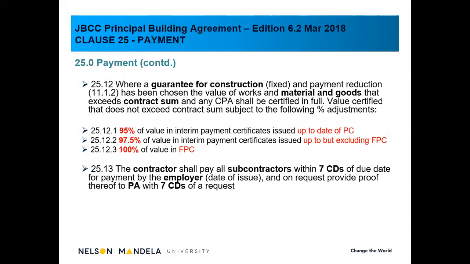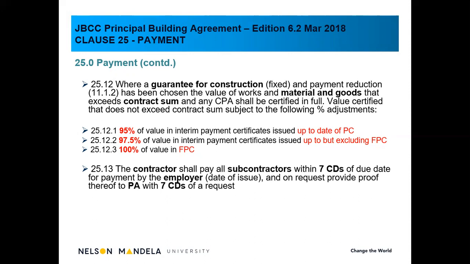25.12 talks about the construction guarantee, the fixed guarantee. These are alternatives as well. I'm not going to go into detail with this. Construction guarantee 25.12, the contractor shall provide a construction guarantee, as we've said right from the beginning, prior to the signing of the contract. As I said, there is basically 3 various types. It's up to the contractor to decide which one he's going to select, and that must be inserted in the principal agreement prior to the signing, and then we'll work from there.